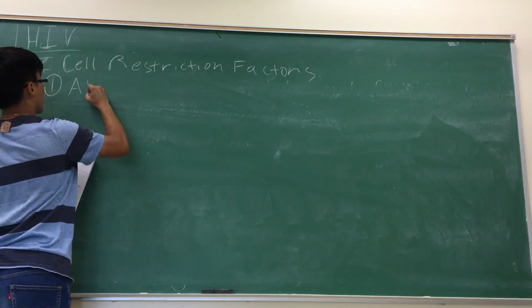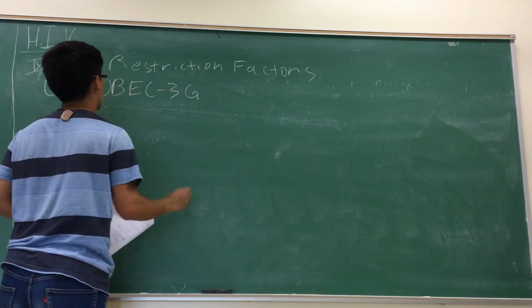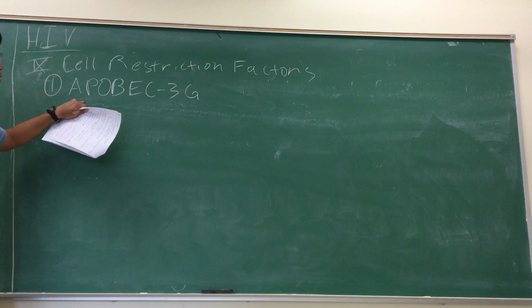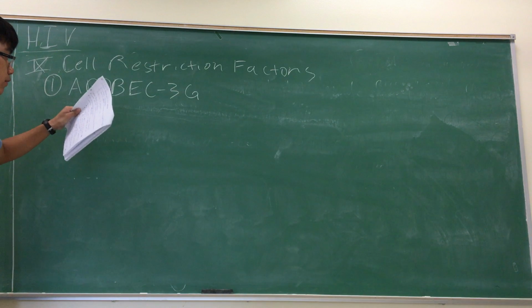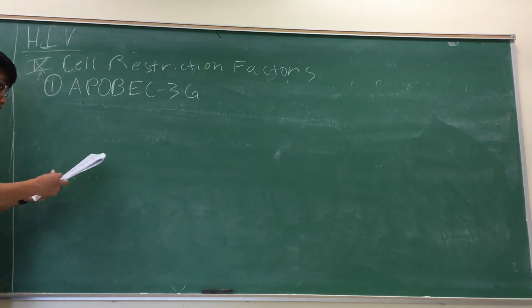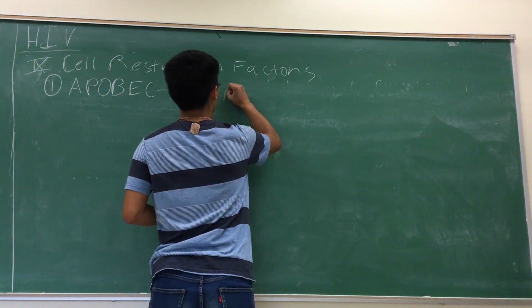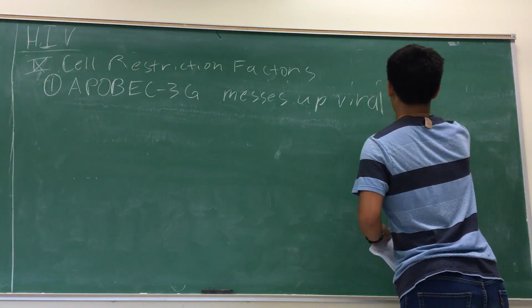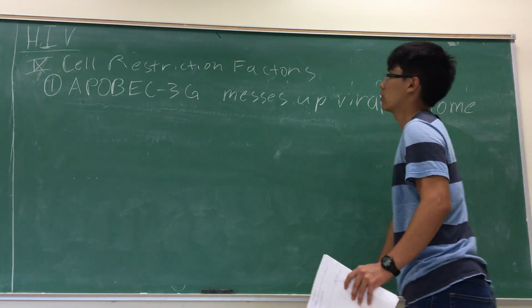So ApoB. I'm not going to go over this in detail, because you should already know this section. Long story short, ApoB is something produced by a cell. This goes into the virion. This basically destroys, it deaminates, it messes up the viral genome. Write it down, messes up the viral genome. And the viral genome cannot make the proper proteins, it's no longer infectious.